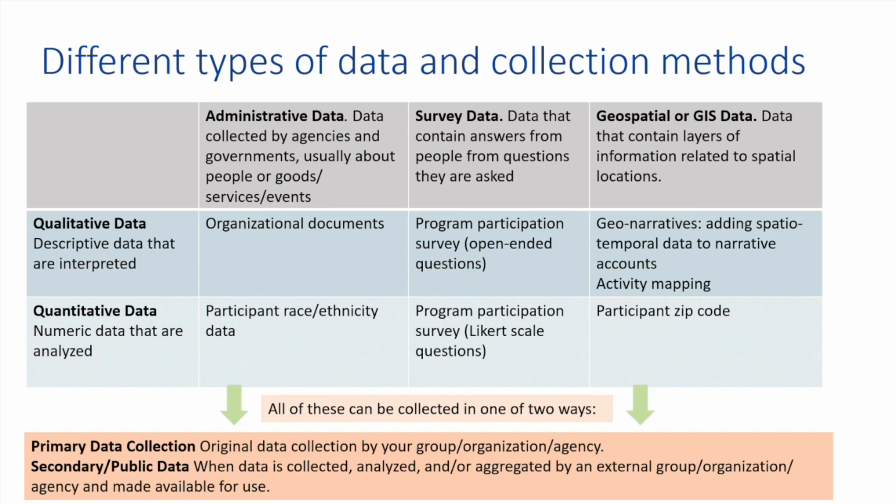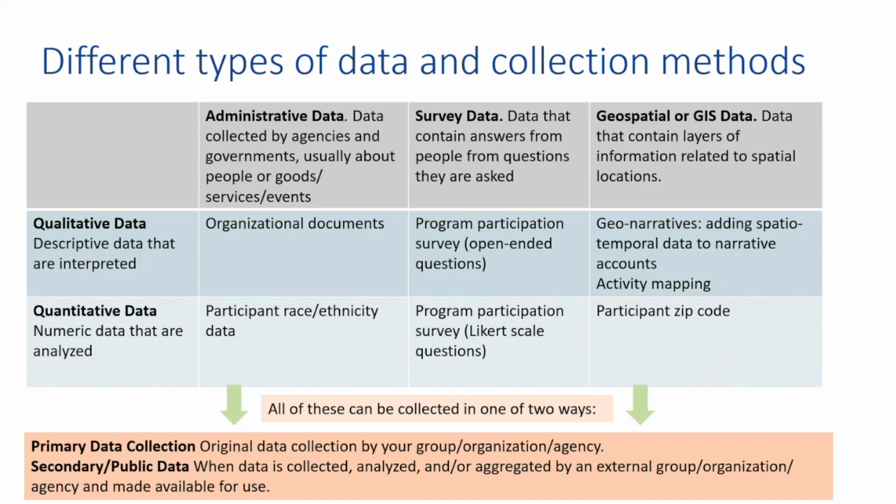And then geospatial data, if you look at the qualitative, it could be geonarratives where you're adding spatiotemporal data to narrative accounts or activity mapping. And then quantitative might be participant zip code, where you can count the number of folks in each of the zip codes.